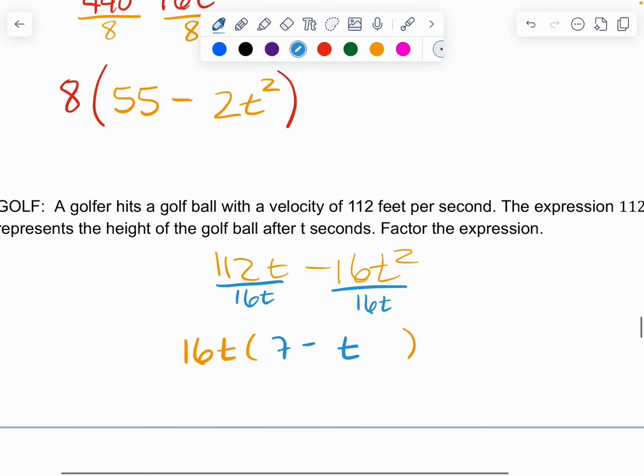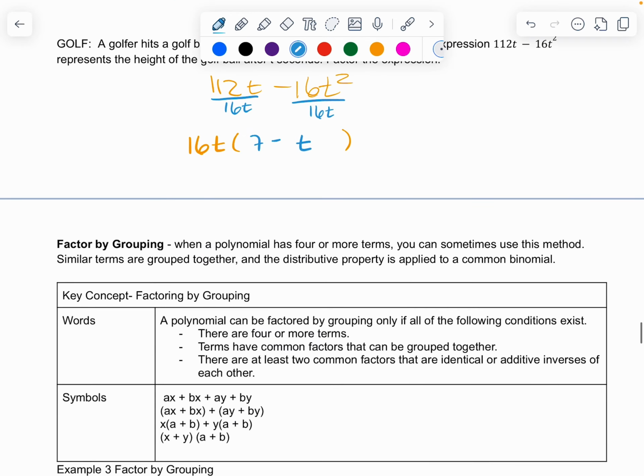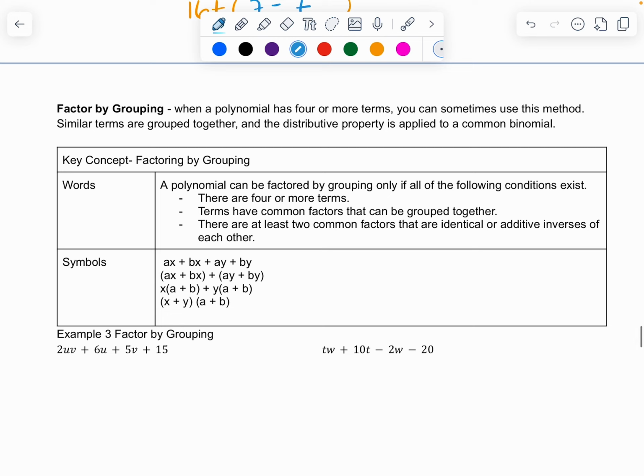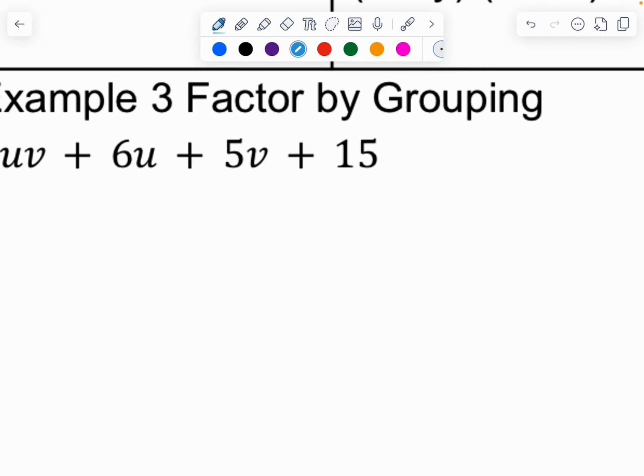So we're going to use that to do a little bit more. And this is what is called factoring by grouping. So what you're going to do, there are 4 or more terms. Terms have a common factor that can be grouped together. There are at least 2 common factors that are identical or additive inverses of each other. Okay, so we're going to look at this.